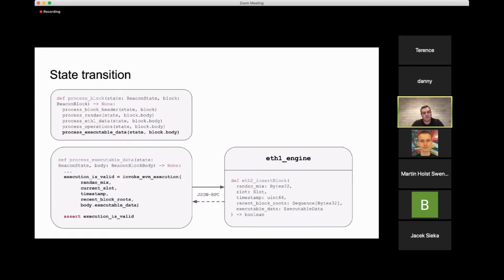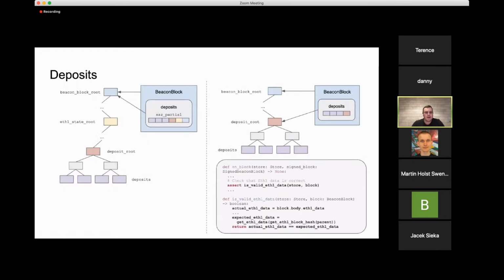So that's it. That doesn't look like rocket science. Cool. Okay, regarding deposits, what's on the left?